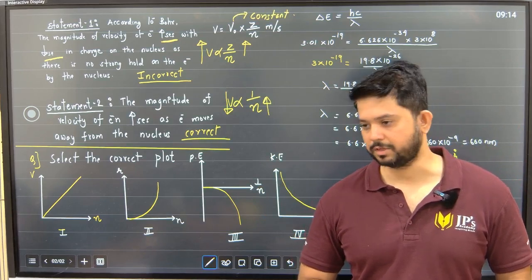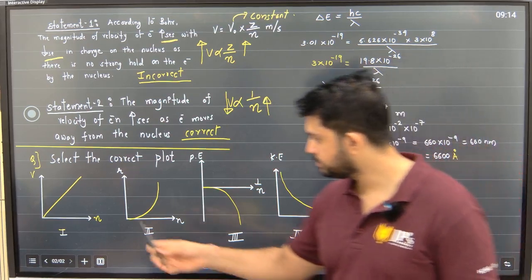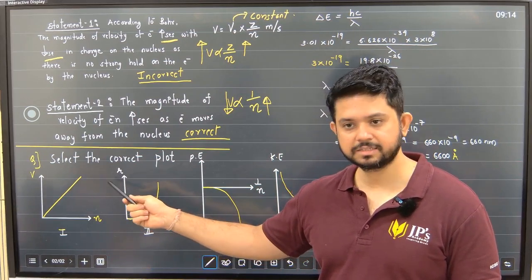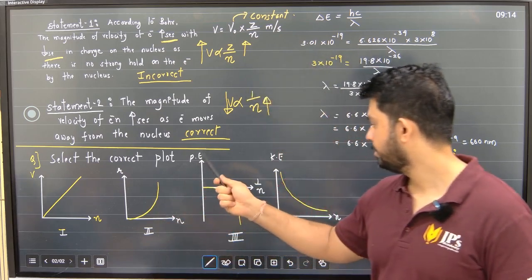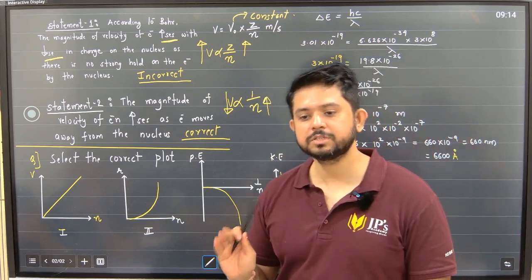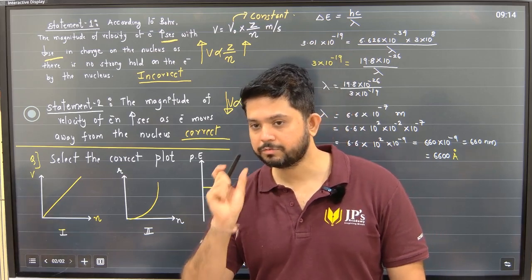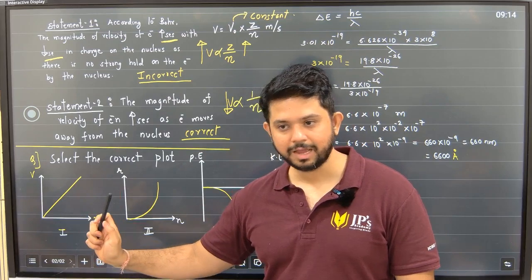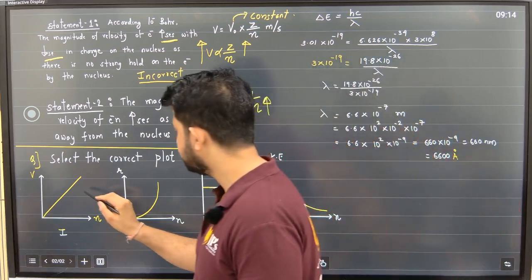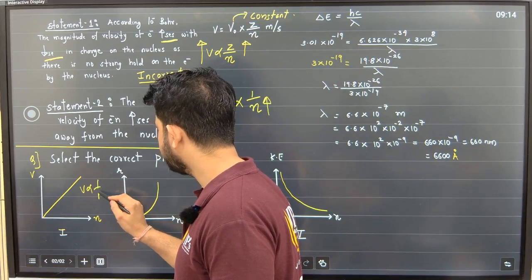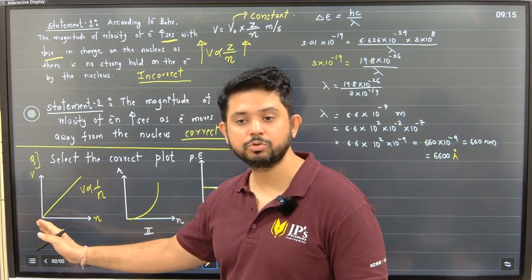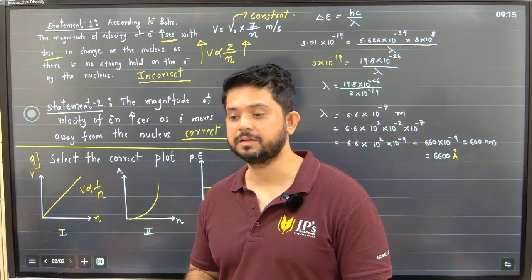Let's move on to the next question. Select the correct plot among the following. The first plot is between velocity and orbit number, radius and same orbit number, potential energy 1 upon n, kinetic energy in n. How do we decide these plots? Again, we need to know the Bohr's formulas. Velocity and n का अभी हमने देखा है. What is the relation between v and n? V is inversely proportional to n.